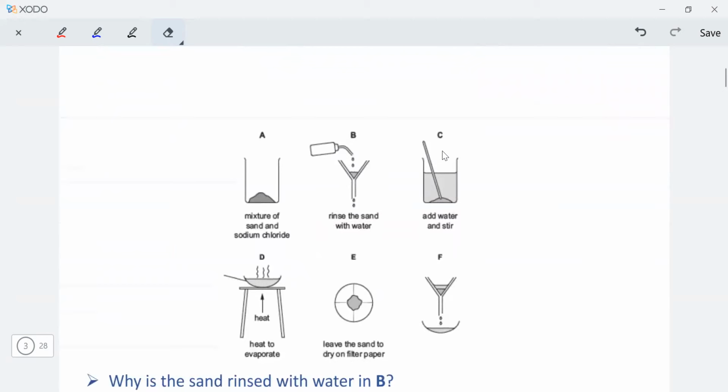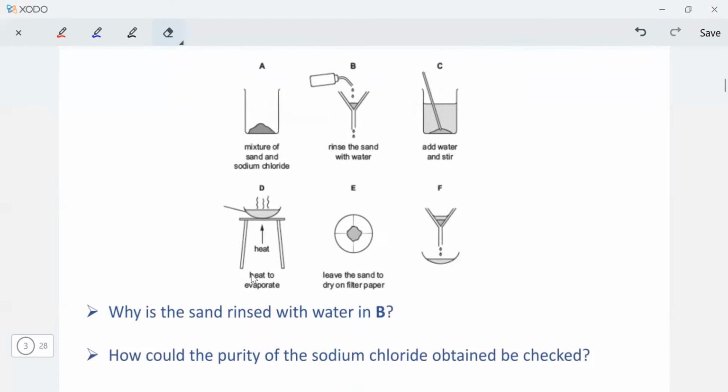Then another question is going to ask you, why is the sand rinsed with water in stage B? Here, as we can see, he is washing the sand, which is the residue. Why do we wash the residue? To wash out any soluble salt. I need to get the maximum yield of my filtrate. That's why I'm washing. So the answer is to wash out any soluble salt. If it's named, like here, sodium chloride, you can say to wash out any soluble sodium chloride.